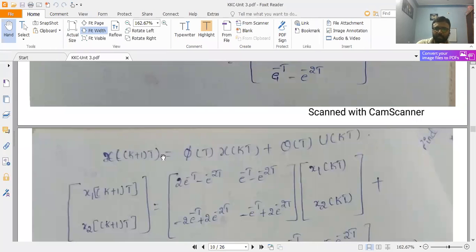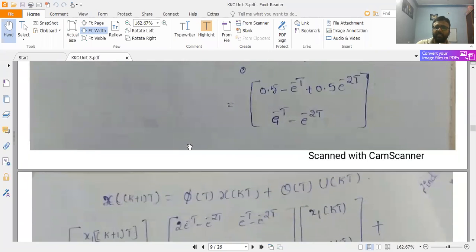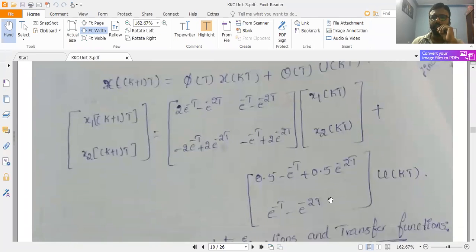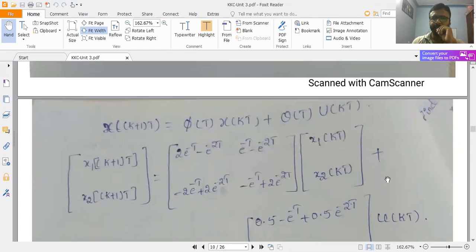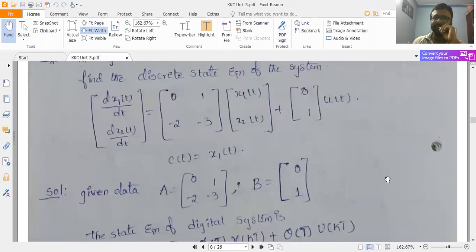That is x of (k+1)T is obtained as a 2 by 2 matrix, that is x1 of (k+1)T and x2 of (k+1)T, equal to the phi of t matrix we have obtained, that is the state transition matrix, into x of kT, which is x1 of kT, x2 of kT, plus theta of t we have obtained into u of kT. So in this way we are going to find out the state equation of the digital system.